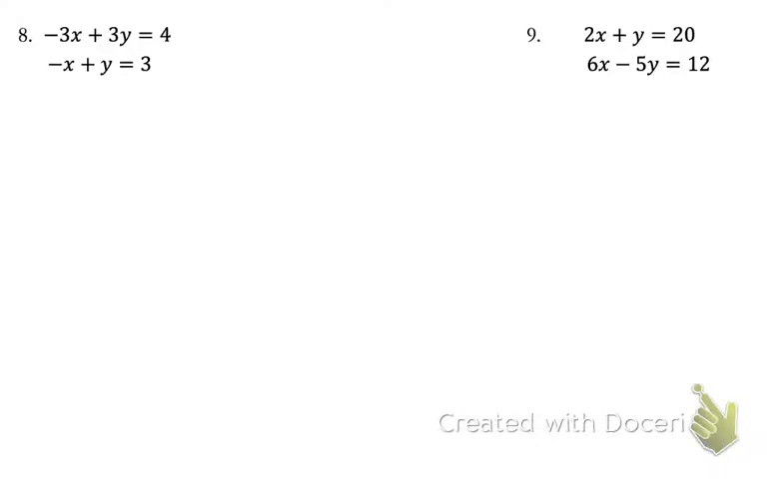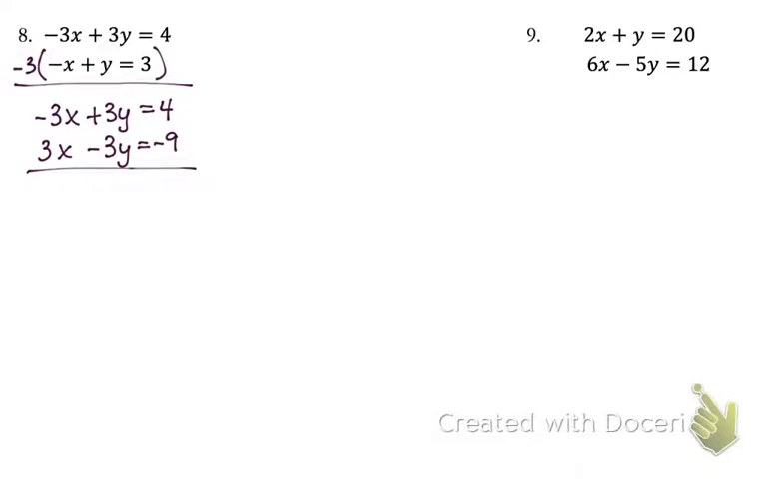On problem 8, again, I'm going to use elimination. I think it would be pretty easy to eliminate my x values, so I'm going to multiply the bottom equation by a -3 in order to make it a positive 3x. Once I do that, I notice something here. Both my x's and my y's are going to eliminate.